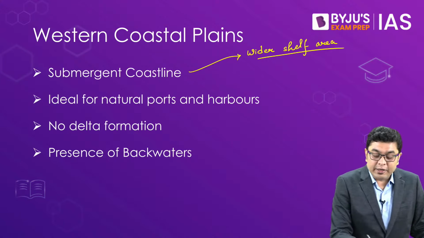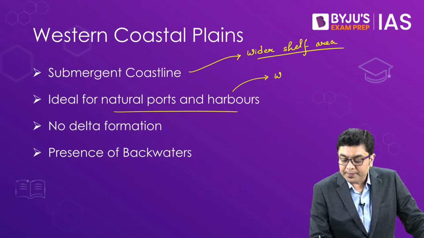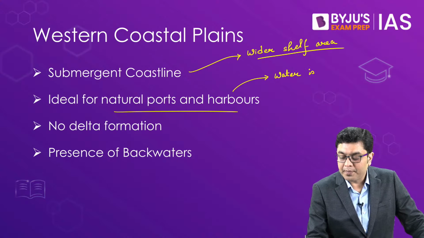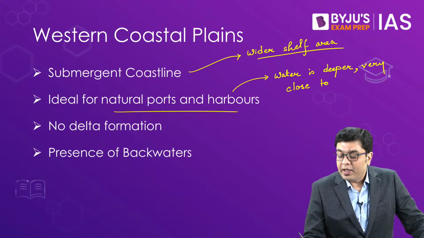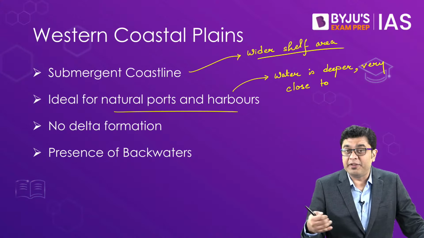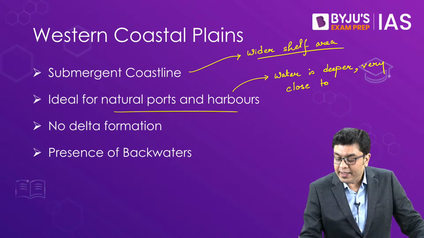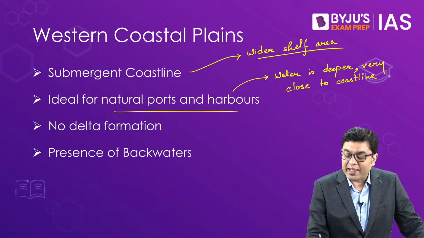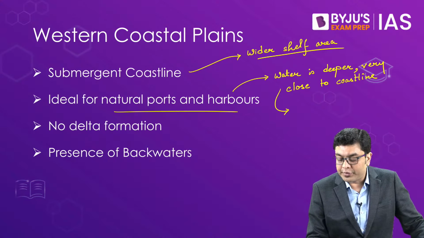Now, it is ideal for natural ports and harbors. Why? Because water is deeper, very close to the coastline. Now, what does that mean? If the water is deeper and the depth is significant, how does that help an area become a natural port? So basically, very close to coastline, how that helps is, it allows larger vessels and heavier ships to come closer to the coastline.